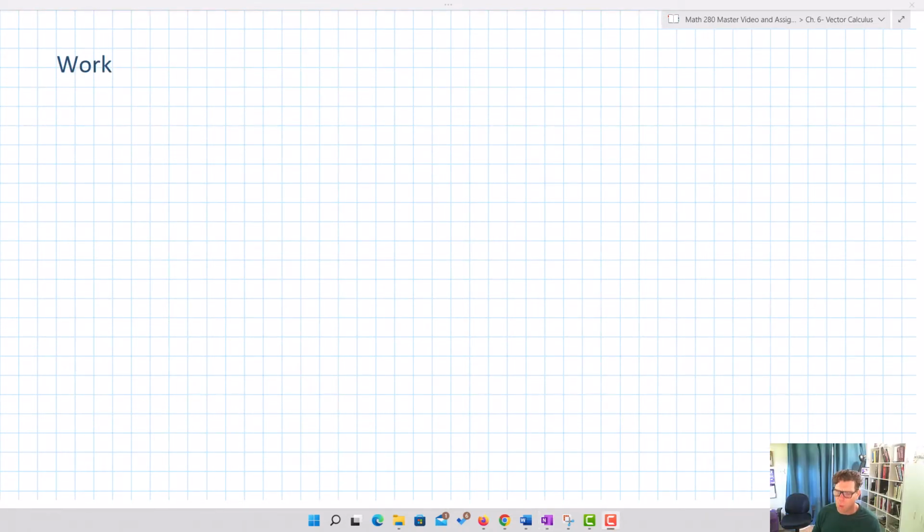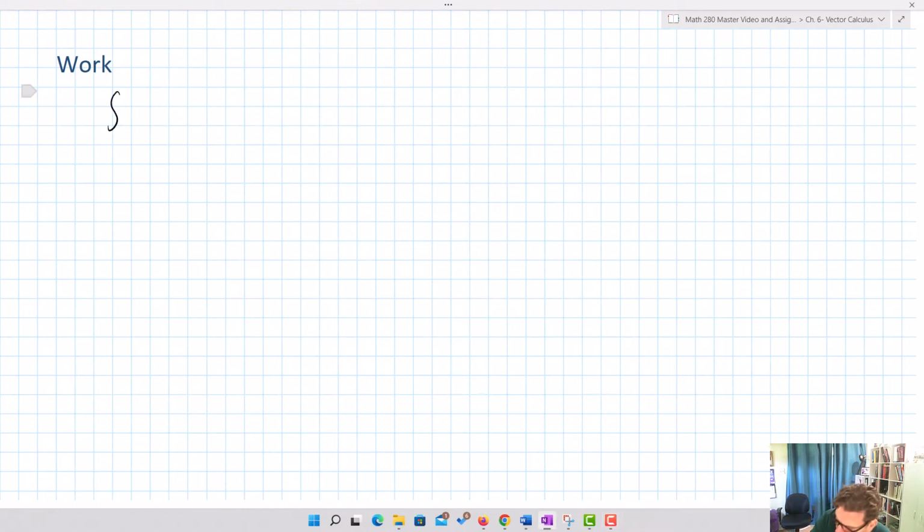Now we want to talk about work. The reason we're going to talk about work is because work becomes the key metaphor we use in thinking about line integrals. It's a fundamental overarching idea that's going to allow us to leverage line integrals. In fact, it's kind of where the line integral came from. So we're going to start with this idea of work.